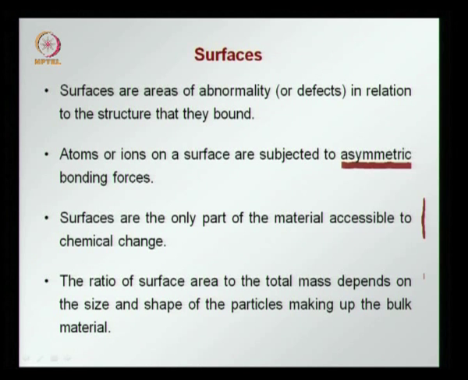When we have materials that are made up of several particles, the surface area depends on the size and shape of the particles, that is, the ratio of the surface area to the total mass depends on the size and shape of the particles. So if we have smaller particles instead of larger ones, we will have a higher specific surface area. If we have angular particles, flaky particles instead of rounder ones, again you will have a higher specific surface area.